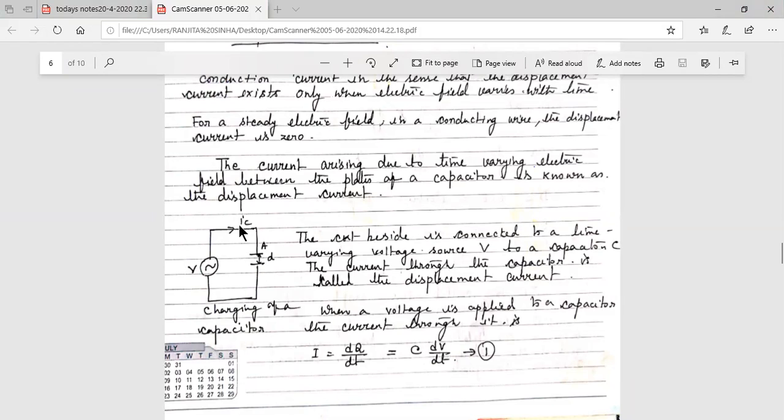So as a whole, IC plus ID equals a constant. When IC is maximum, ID is 0, and if ID is maximum, IC is 0. Inside the capacitor plates, all the current is displacement current, so there is no conduction current. But outside the plates of the capacitor in the circuit, all the current is conduction current, and the displacement current is 0.